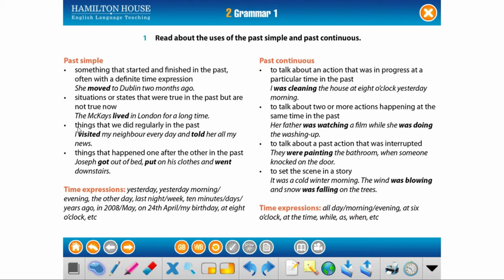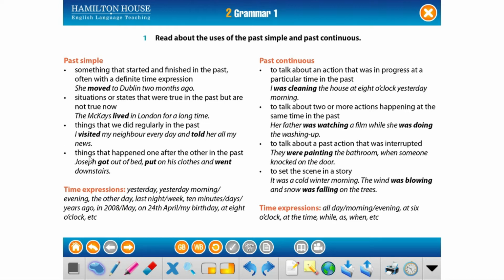Then we use it to talk about things that we did regularly in the past. These are past routines. I visited my neighbor every day and told her all my news. This is something that we did for a long time in the past, but we don't do it anymore.